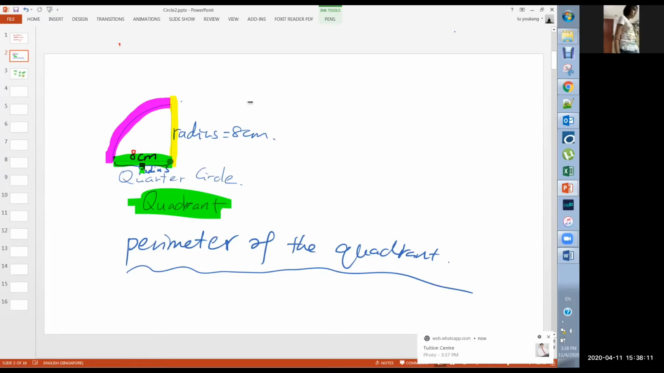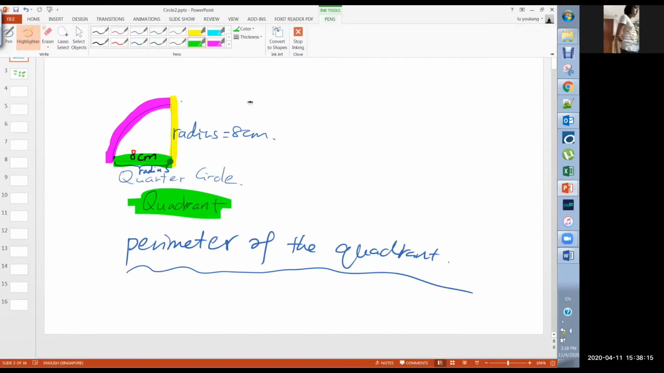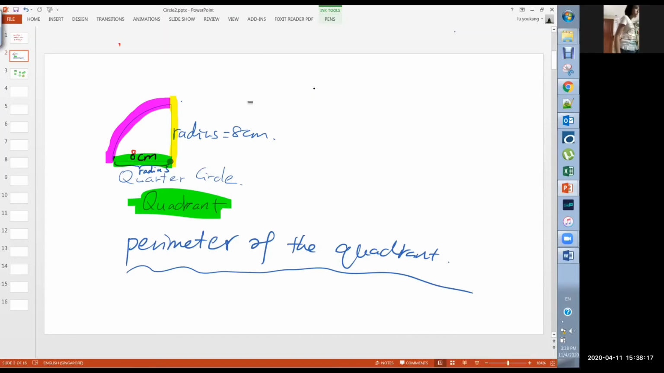Very good. So can I ask you, what is the green line? The green line equals the radius, which is, I want the value for HM. Very good. So what is the yellow line? It's also a radius HM. Very good. Then the question is, how do you find this purple?